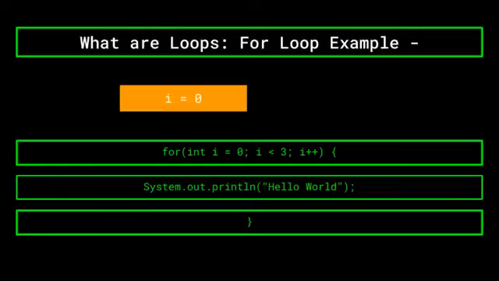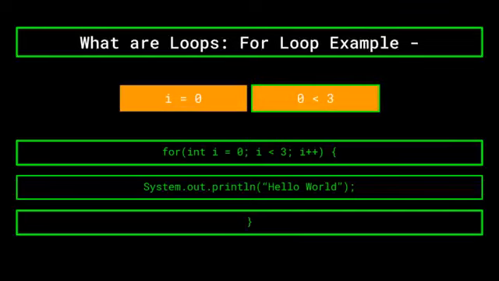Now, let's run through the for loop. We start with I equals 0. 0 is less than 3, so we enter the loop and print out hello world. Now that the instructions are done, we add 1 to I, making it 1. Moving on, 1 is again less than 3, so we once again enter the loop and print out hello world. Again, we add 1 to I, making it 2 now. 2 is still less than 3, so we enter the loop again and print out hello world.